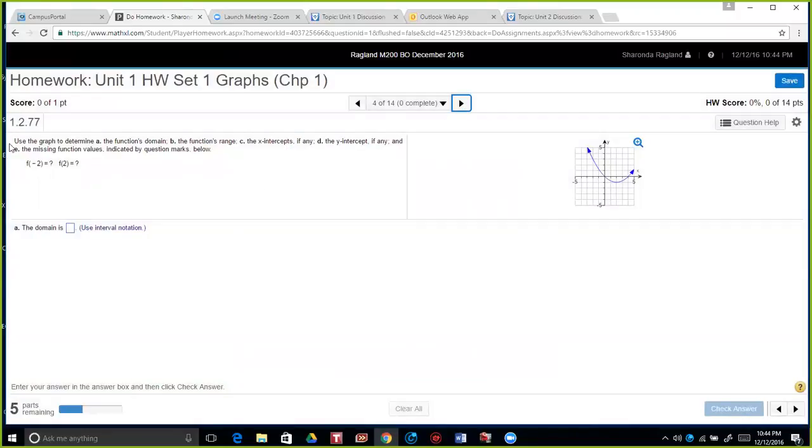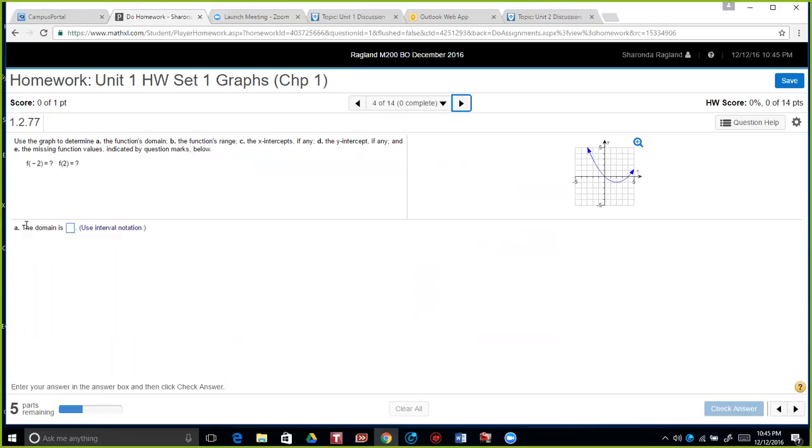Here, finding the domain and the range, the x-intercepts, y-intercepts, if any exist. This was a question that I saw pose some problems for some, so let's go over this in detail. It says use the graph to determine the function's domain, the function's range, the x-intercepts, if any, the y-intercepts, if any, and the missing function values indicated by the question marks below. So it's saying that f of -2 is equal to blank and f of 2 is equal to blank.